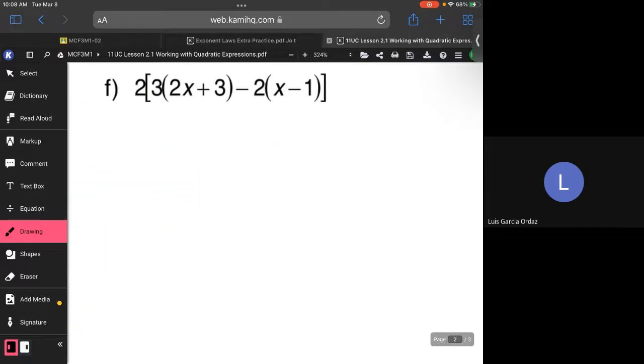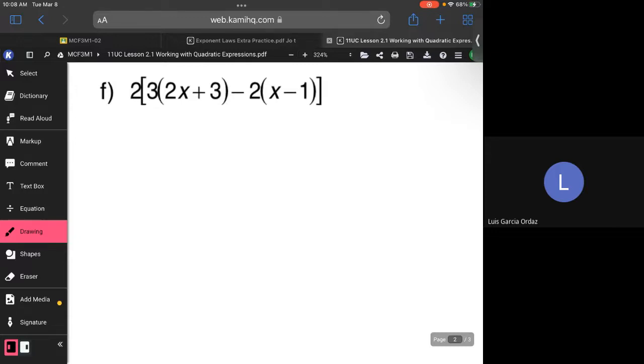So the next one I have is 2 times [3 times (2x plus 3) times 2 times (x minus 1)]. So why is this square brackets and why is it regular brackets? So the square brackets means I have multiplication in my main bracket. So in order to not have two sets of round brackets, that square bracket is there. It's just a notation thing. If you were to write it like this, I would be fine with that. Because what this is saying is that 2 is being multiplied by whatever I get in here.